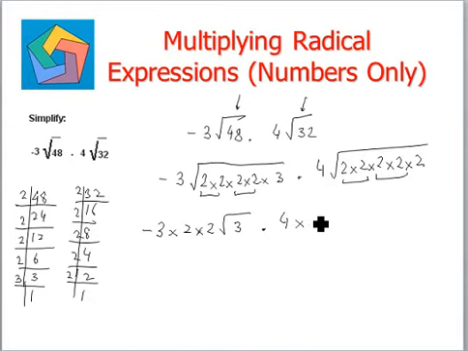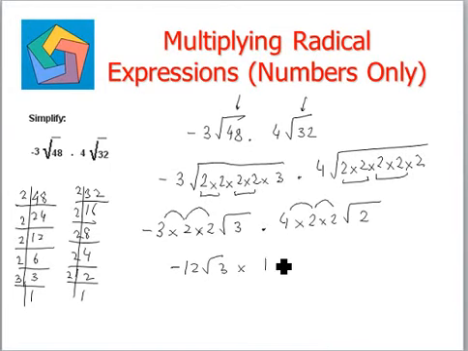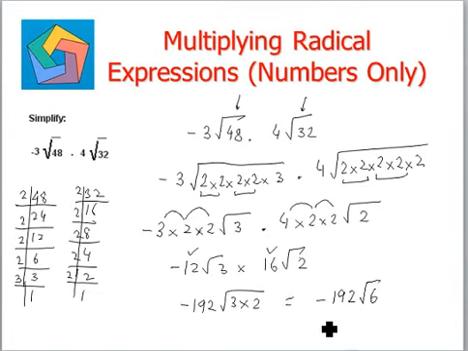Then again, this is how we bring out. So negative 3 times 2 is negative 6. Negative 6 times 2 is negative 12, root 3 times 4 times 2 is 8. 8 times 2 is 16. So now we'll multiply the numbers outside the radical first, and inside the radical we'll put both the numbers, that is 3 multiplied by 2. So we have negative 192 square root of 6 as the final answer.